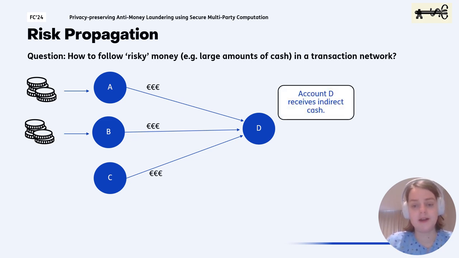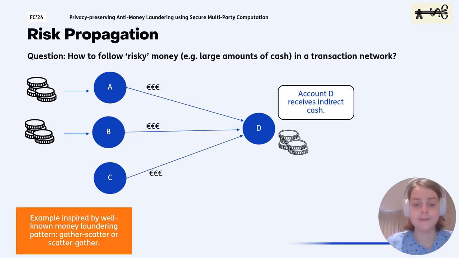And then you could claim that account D receives indirect cash, or indirectly receives cash. And well, this very small example is inspired by well-known money laundering patterns, the so-called gather-scatter or scatter-gather patterns, where risky money or, for example, large amounts of cash get obfuscated by going through a lot of accounts and then coming together again at one account. So in this scenario, you could want to know the fact that account D receives indirect cash. Well, how can we know that?